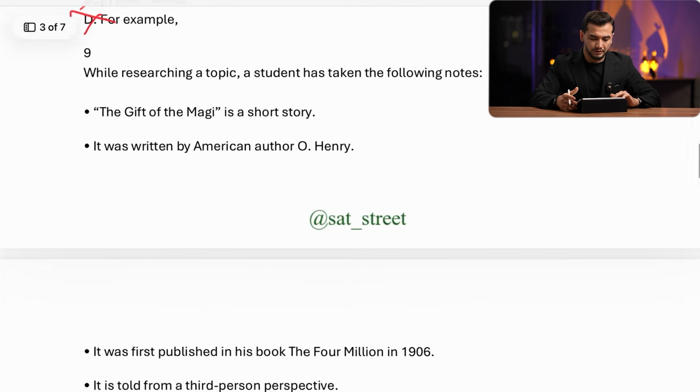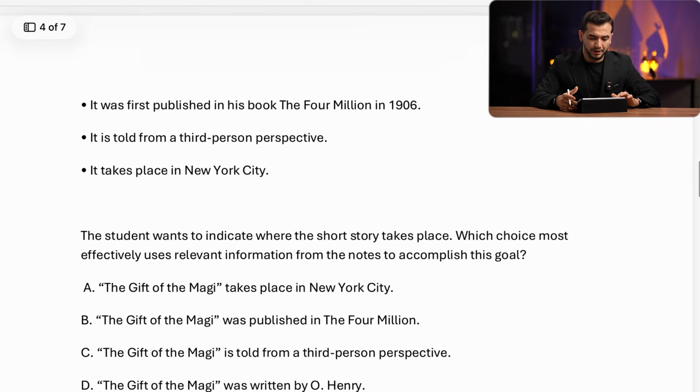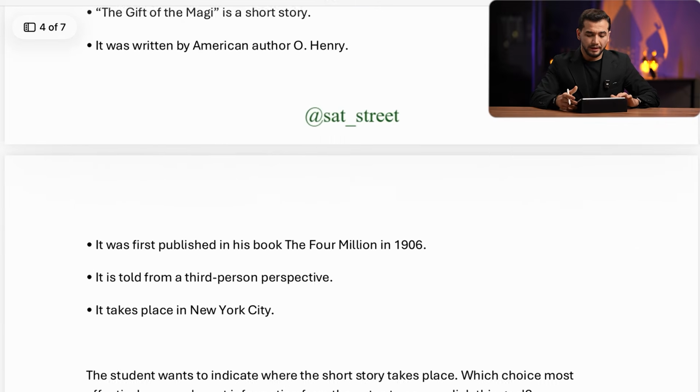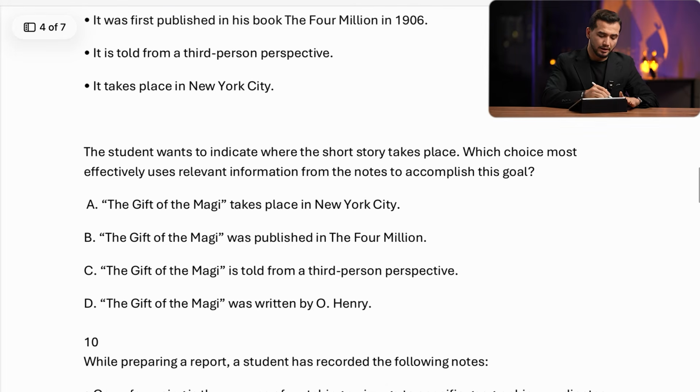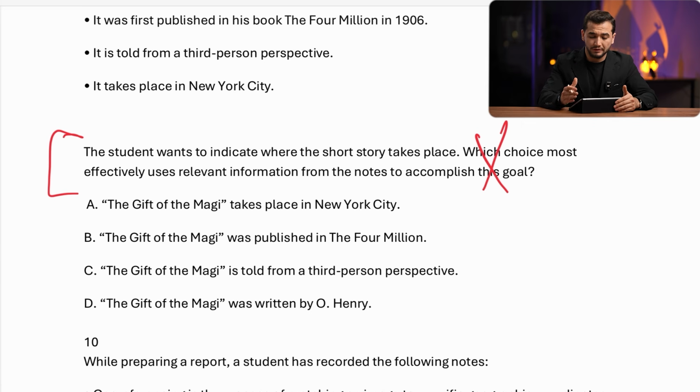So question number 9. Okay, here in notes questions, actually just read this part. It's enough. You don't even read the question. So the student wants to indicate where the short story takes place. So students usually go for and read the notes sometimes, but I wouldn't recommend. You're just going to waste your time.